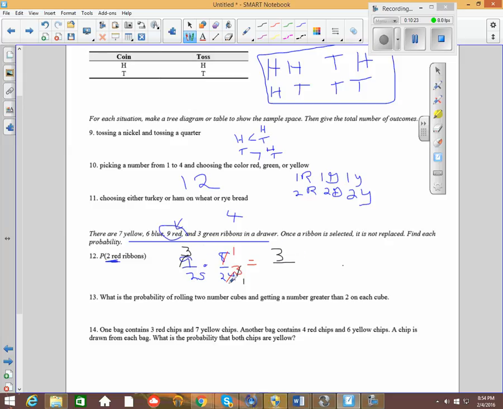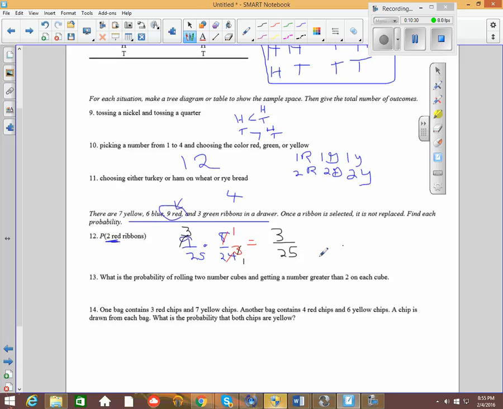The denominator, all you have is 25 times 1 is 25. So it's a lot quicker than multiplying straight across and reducing.